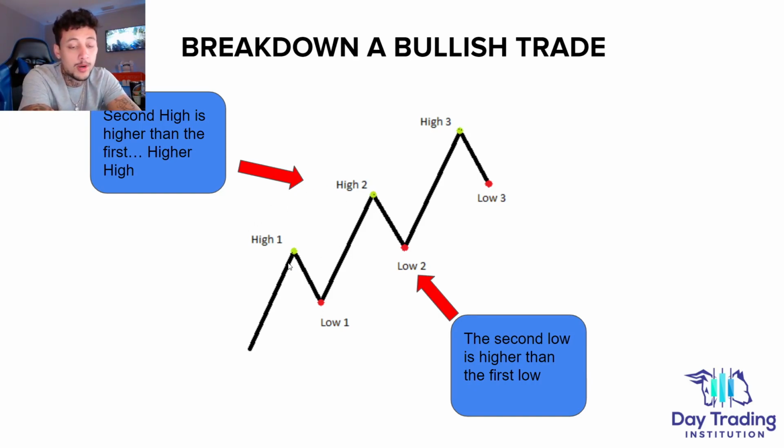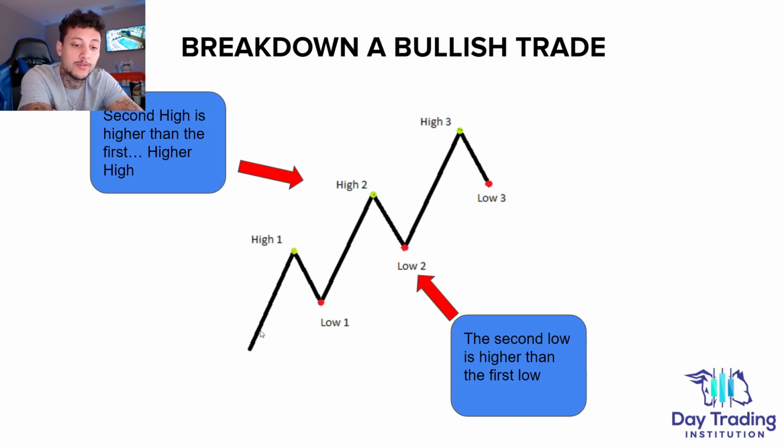Again, when price is in a bullish condition, we're making higher highs and we're making higher lows. So again, the second high right here, this green one, is higher than the first one. Now that's going to be considered a higher high. And then this low number 2 is going to be higher than the first low. That is going to be a higher low point, right?